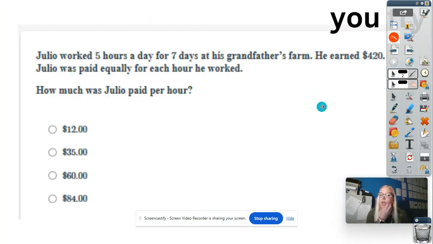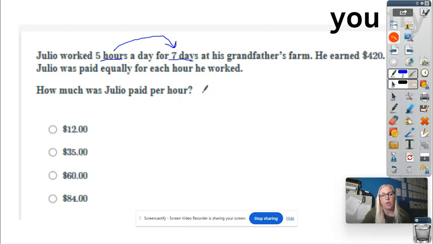All right, so a quick you try. Julio worked 5 hours a day for 7 days at his grandfather's farm. He earned $420. Julio was paid equally for each hour he worked. How much is Julio paid per hour? Well, that's a little tricky, okay? He works 5 hours each day, and he works for 7 days. So first off, we need to figure out how many total hours he works. And we do that by doing 5 times 7. 5 times 7 is, you've got it, 35.